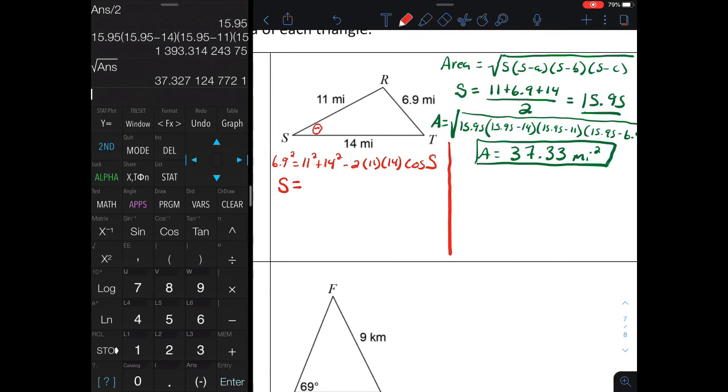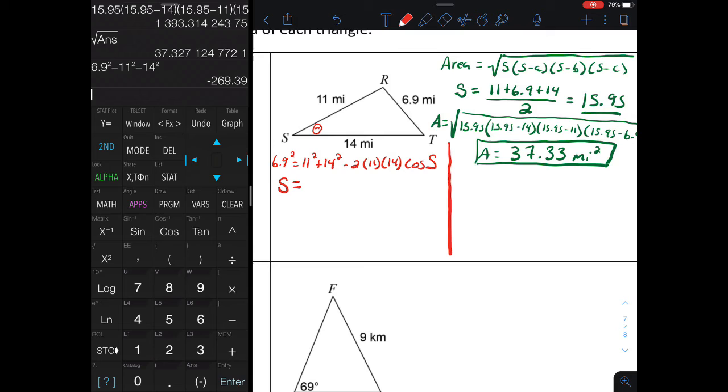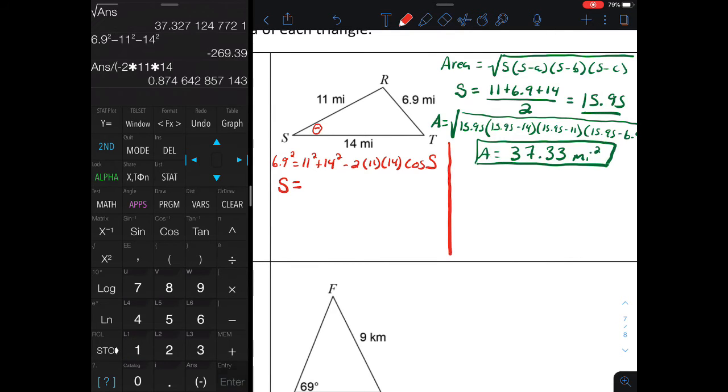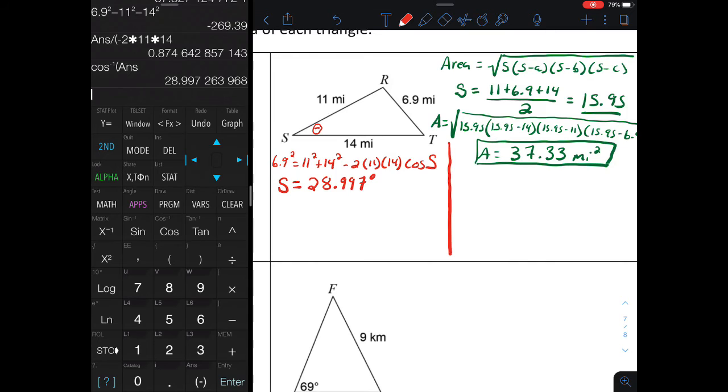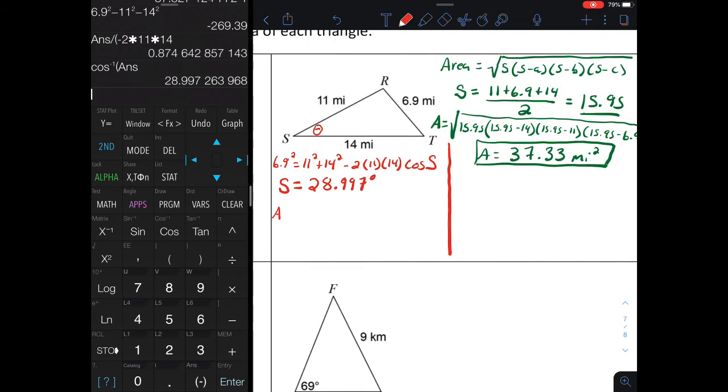All right, so let's see. So angle S would be 6.9 squared minus 11 squared minus 14 squared. It gives me negative 269.39. And I'd have to divide that by, use my parentheses, negative 2 times 11 times 14, and do inverse cosine of that decimal, and that gives us S to be 28.997 degrees.